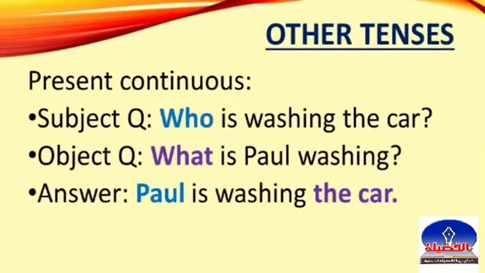Let's consider the sentence, Paul is washing the car. That's in the present continuous. The subject question would be, who is washing the car? And the object question is, what is Paul washing?